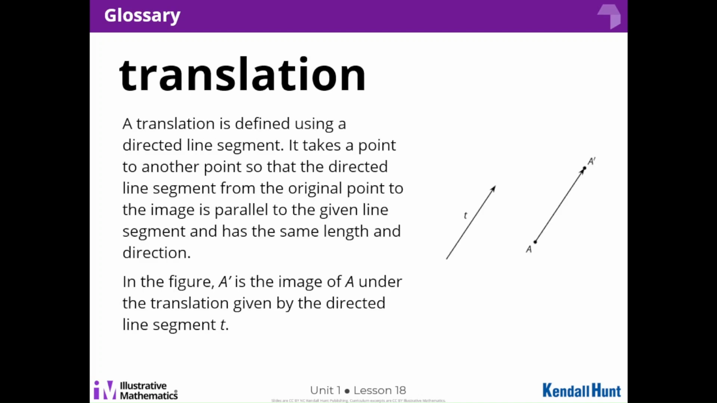Translation is defined using a directed line segment. So in this example, we have directed line segment T. This allows us to take point A to point A prime, creating a directed line segment AA prime that is parallel to the original given directed line segment T.